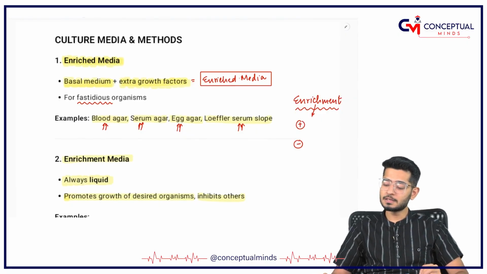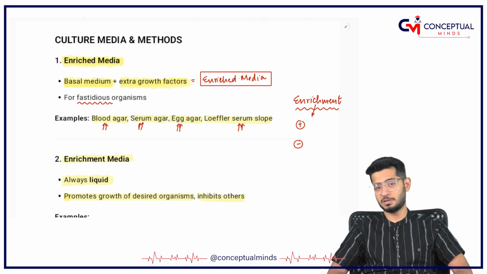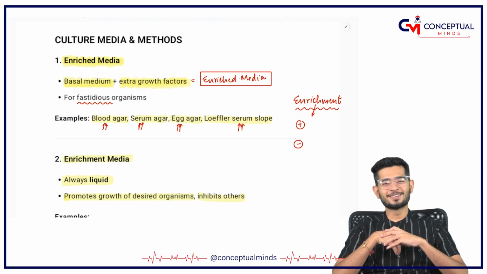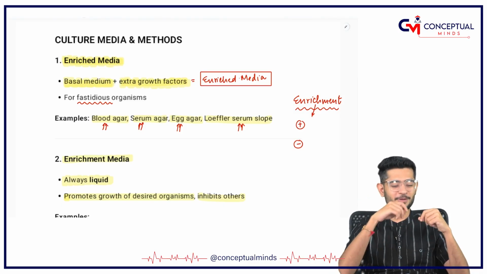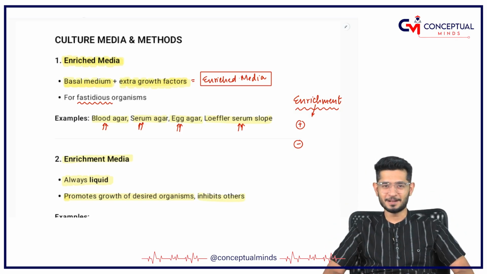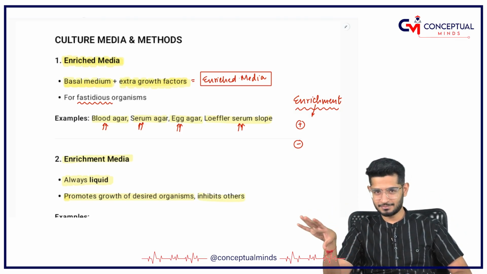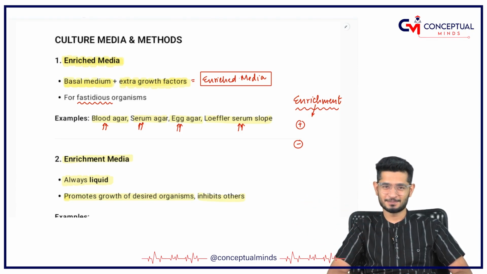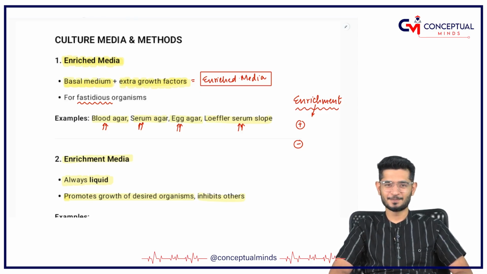First of all, let us understand what is enriched media. For example, some people drink normal milk. Some people add Bournvita and Horlicks to it. Why? To enrich the media. So if you are a normal person, you will grow on milk. But if you are a fastidious person, fastidious means one who doesn't like ordinary things, you will grow on some enriched media.